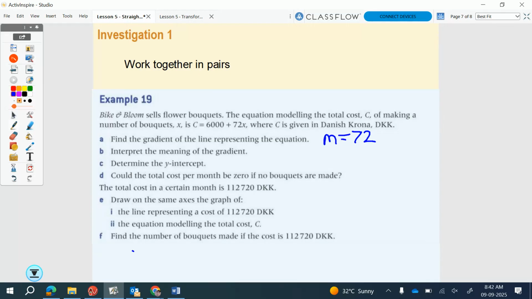So when it comes to interpretation questions on this course, you have to give an explanation in context. Some of these can be the most challenging questions that we get, interpreting or giving a real-world meaning. So you have to step back a little bit from the math. We're looking at the sale of bouquets, so the cost of making a number of bouquets is given. So what is the gradient in terms of the context? What does the gradient represent?